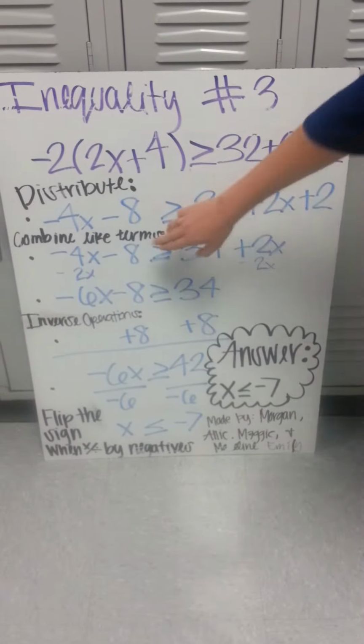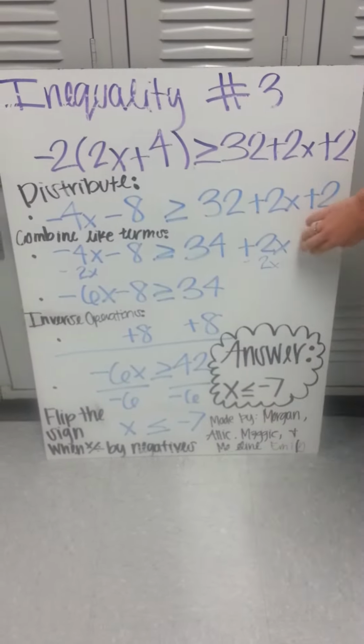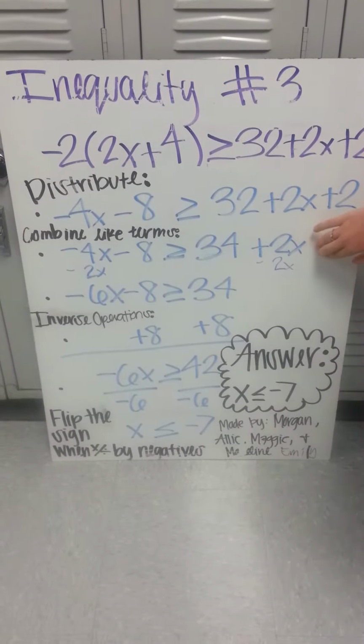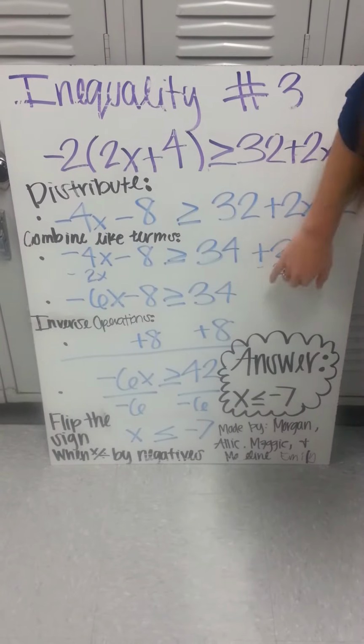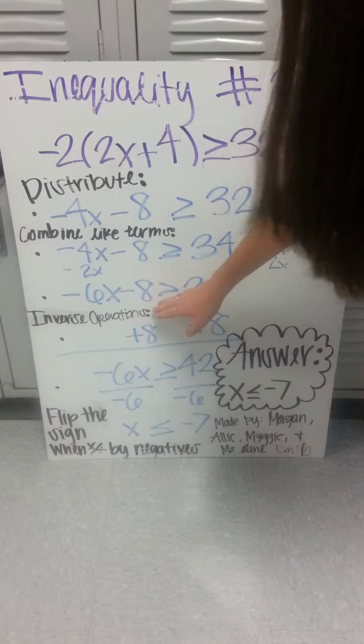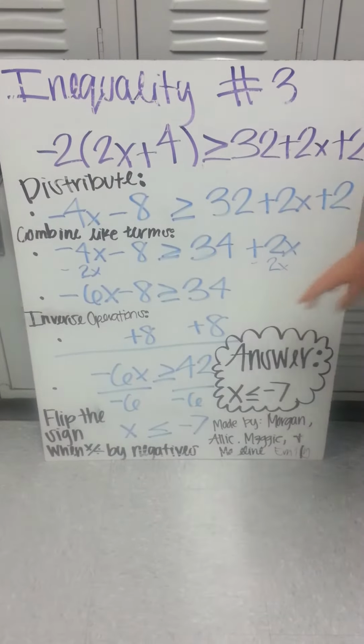And then since you have variables on each side, you want to isolate it to where it's only on one side. So you have to subtract the 2x, which is being added on this side, and whatever you do to one side, you have to do to the other. So you're left with negative 6x minus 8 is greater than or equal to 34.